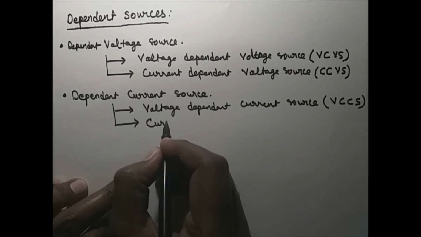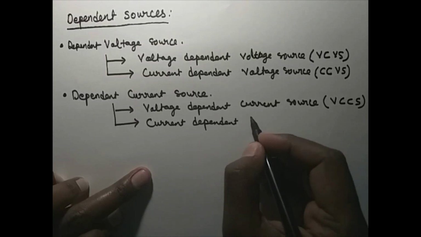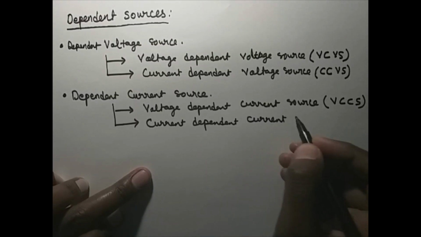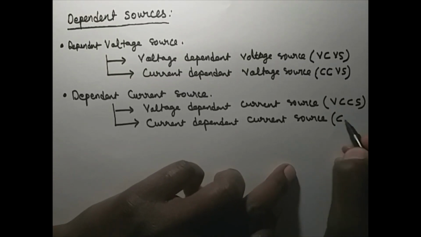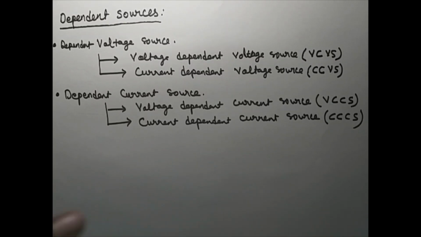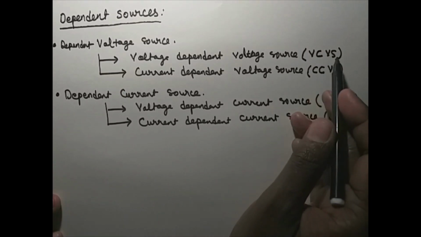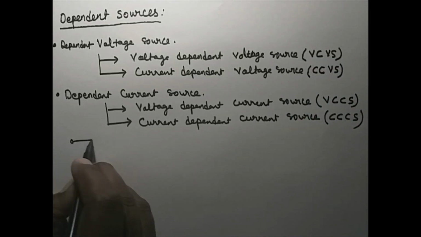And second is current dependent current source, or CCCS, current controlled current source. Now we can draw the circuit diagram. So the equivalent circuit diagram for VCVS, means voltage controlled voltage source, will be like this.